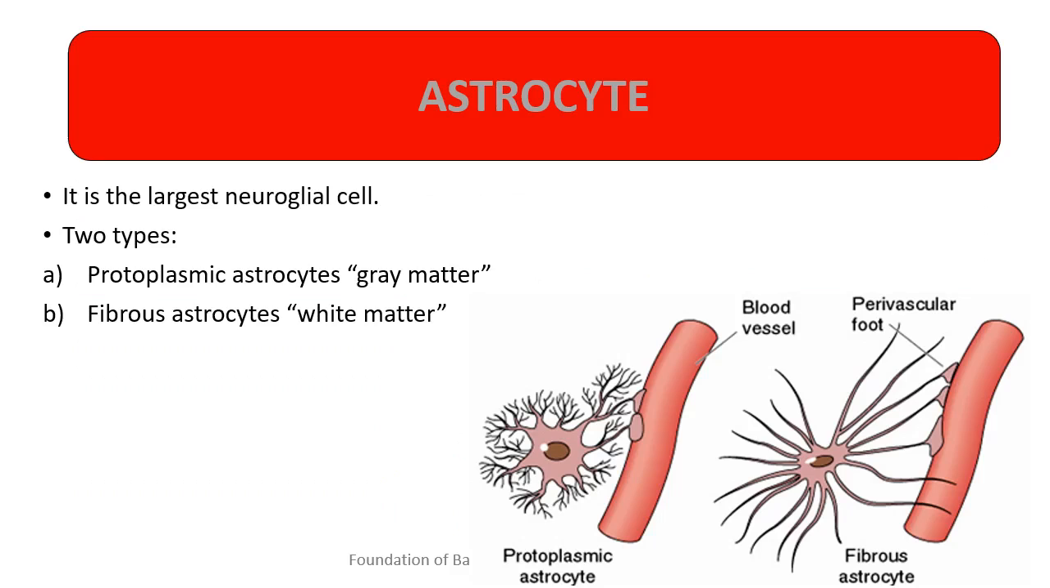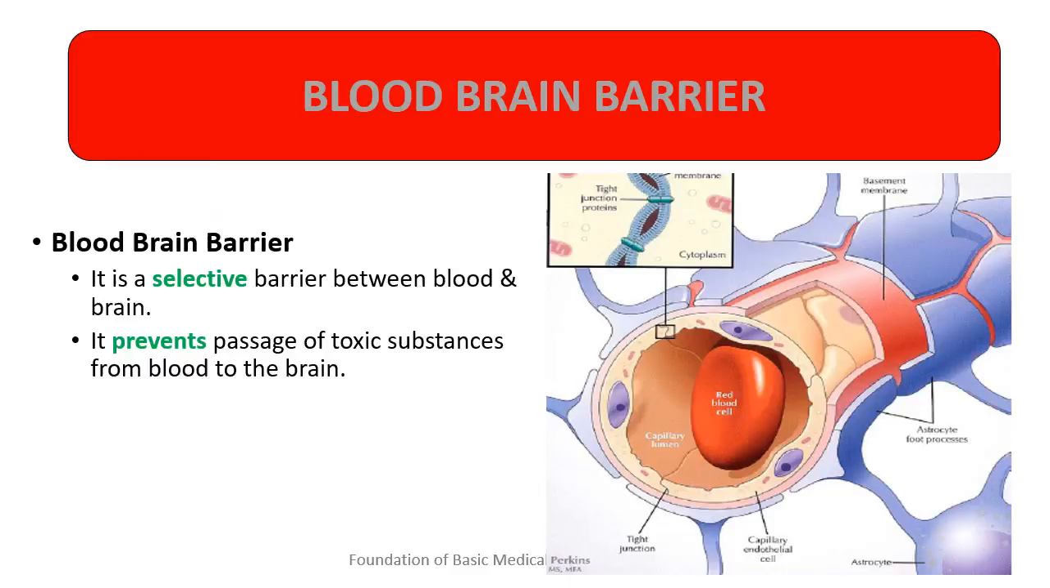The astrocyte is the largest neuroglial cell. We have two types, protoplasmic and fibrous astrocytes. They have branches which end with feet. The feet are present around the blood vessels. This is the blood vessel. Astrocytes aid in the blood-brain barrier, the barrier between the blood and the brain, which prevents toxic substances from reaching our brain.